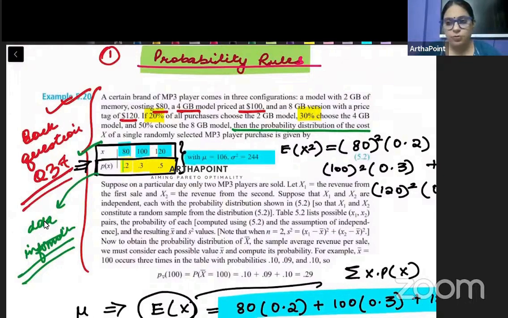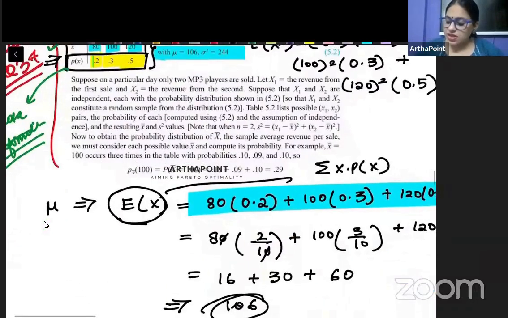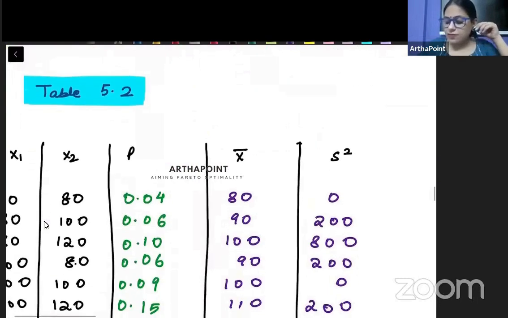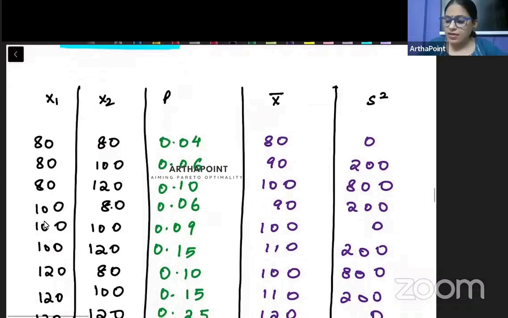This part is clear, how mean and variance are given to you. Now we move to the next step. It says that on a particular day, 2 MP3 players are sold. So in one day we are selling 2 MP3 players. Now you need to understand, beta, that those 2 MP3 players can be anything. Both MP3 players can be 2 GB. Both MP3 players can be 4 GB. Both MP3 players can be 8 GB. So I can sell them in any permutation combination possible. And this is a with replacement case, because you can have the case where both the MP3 players sold are the same.